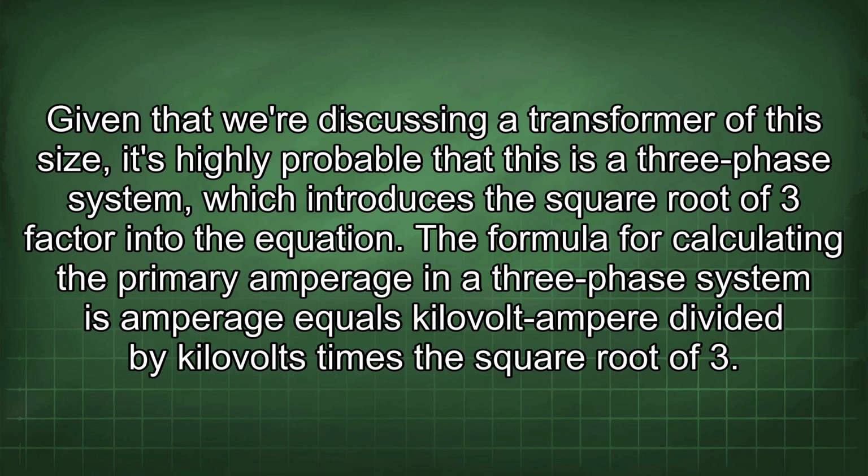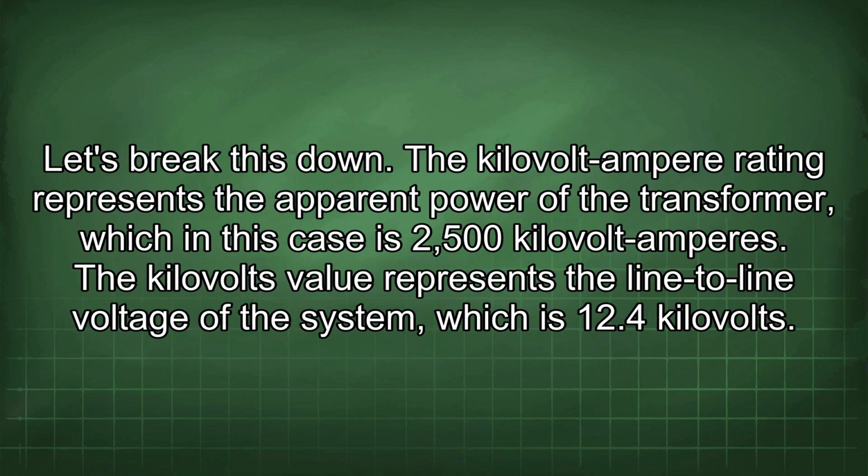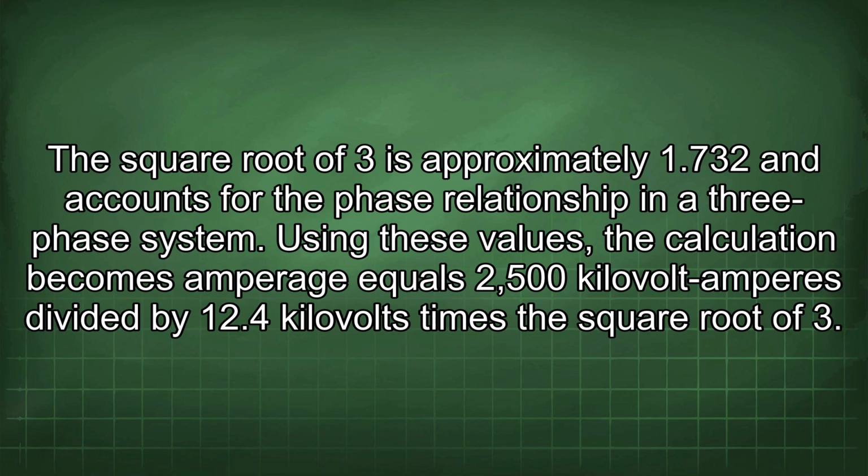The formula for calculating the primary amperage in a three-phase system is amperage equals kVA divided by kV times the square root of 3. Let's break this down. The kVA rating represents the apparent power of the transformer, which in this case is 2500 kVA. The kV value represents the line-to-line voltage of the system, which is 12.4 kV. The square root of 3 is approximately 1.732 and accounts for the phase relationship in a three-phase system.